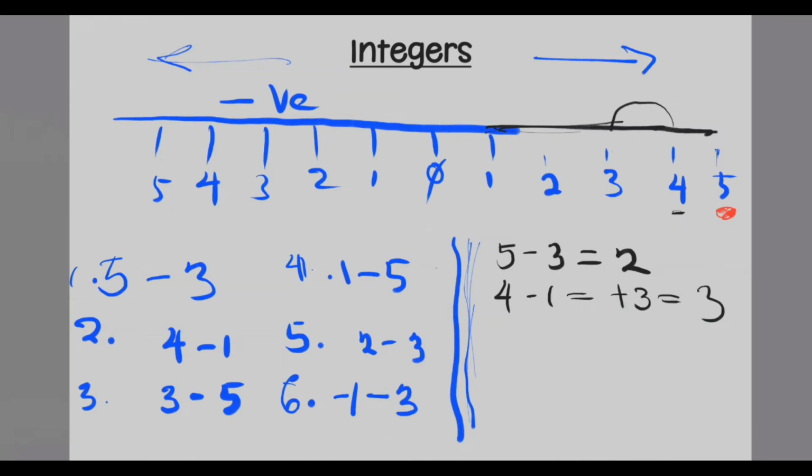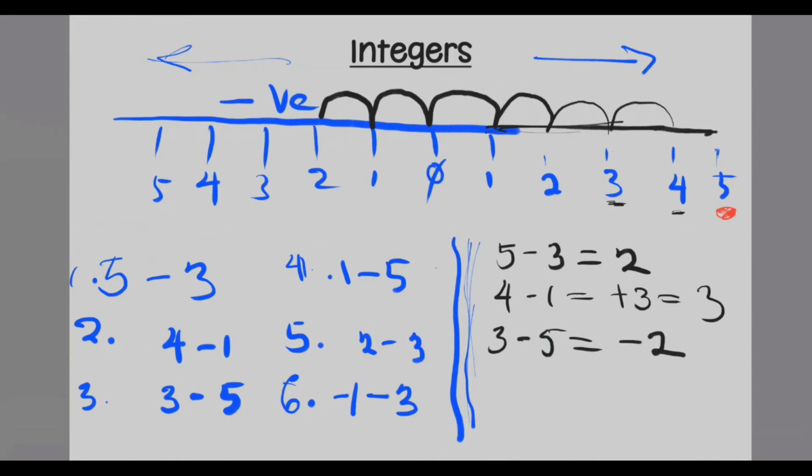Okay? Do you understand? Let's go to question 3. Question 3 says 3 minus 5. We have 3 right here. Since we have minus, that means we're going to go to the left by 5. Let's count: 1, 2, 3, 4, 5. So we end up at minus 2 because it's a negative number. So 3 minus 5 is equal to minus 2.